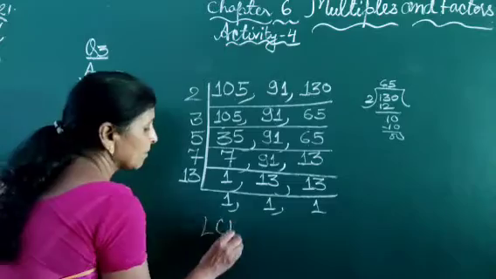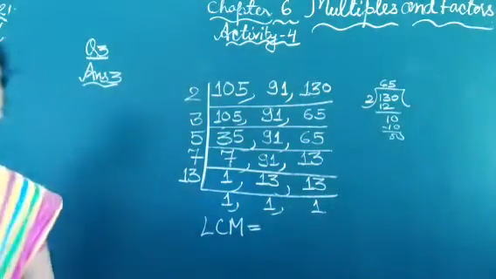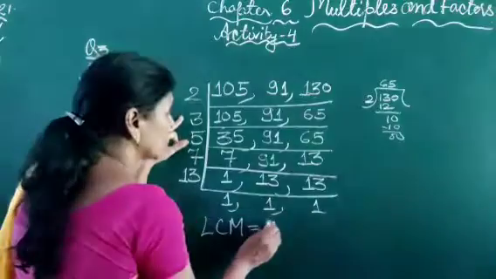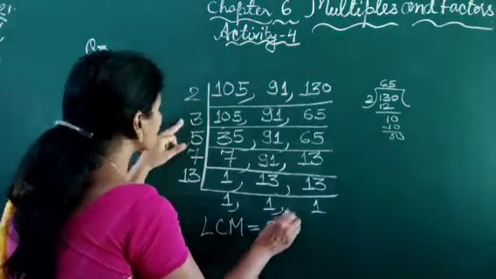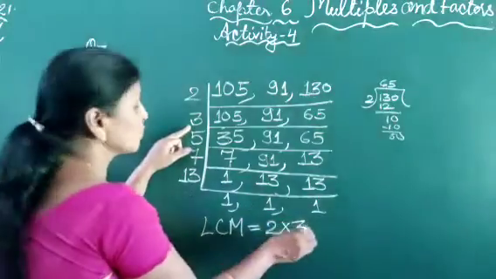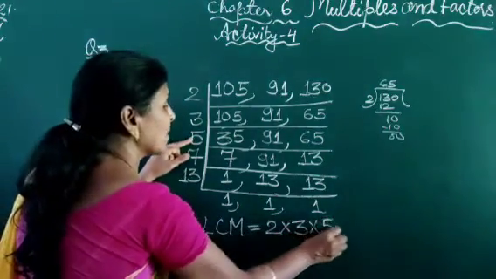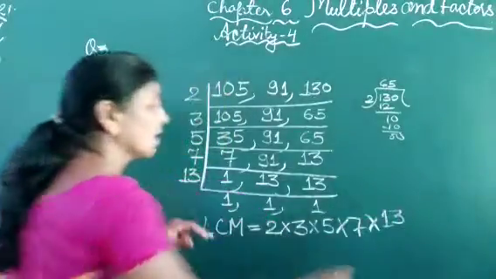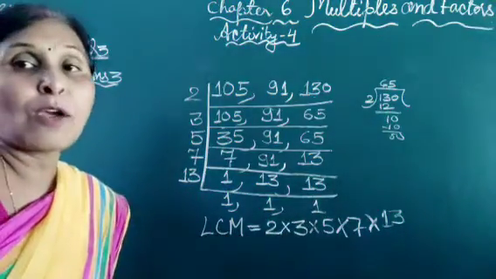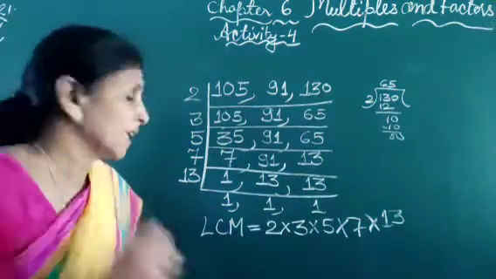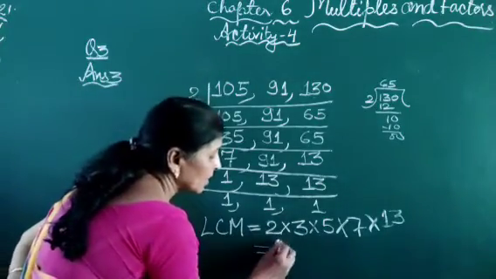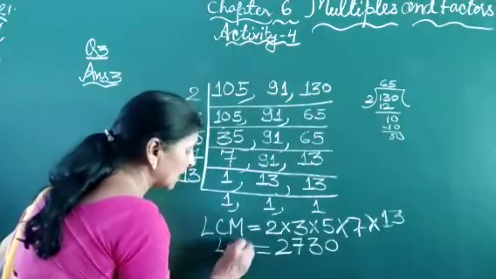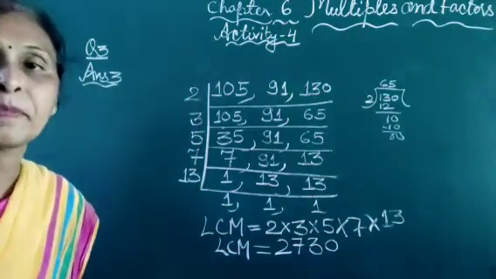The LCM is equal to, multiply all these numbers. First we write all these numbers with the sign of multiplication. 2 multiplied by 3, multiplied by 5, multiplied by 7, multiplied by 13. Now we multiply all these numbers. Then this comes 2730. This is the LCM.